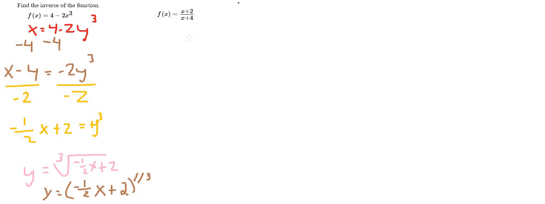And this other question is a little trickier. When we switch the x and y around, we're going to have x equals, not x plus 2, but y plus 2 over y plus 4. It's a little more difficult to get this y by itself, because if we see 2 y's here, we can't just divide. So we're going to multiply both sides by y plus 4. And that's going to bring it over to the left side as well.